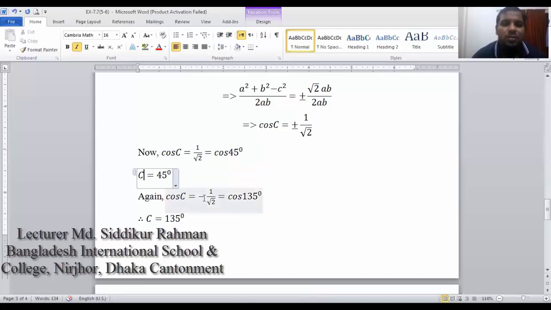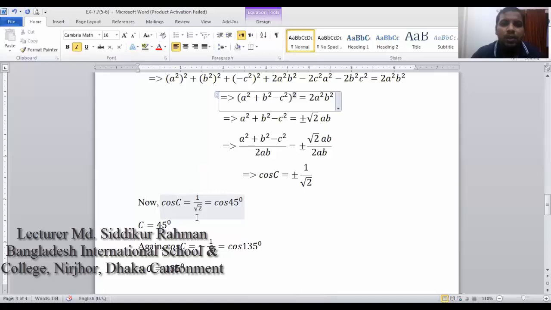Again, cos c is equal to minus 1 by root 2. And minus 1 by root 2 is cos 135 degree. So that means c is equal to 135 degree. We get both the values.